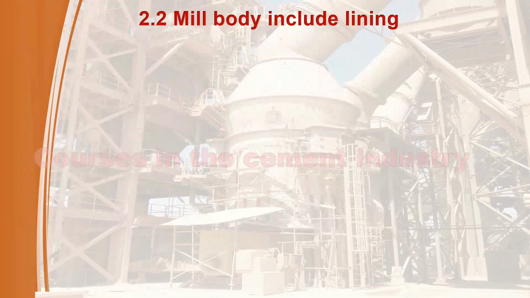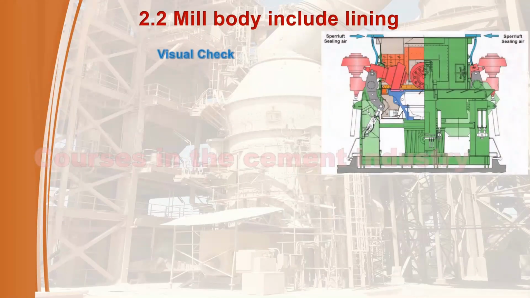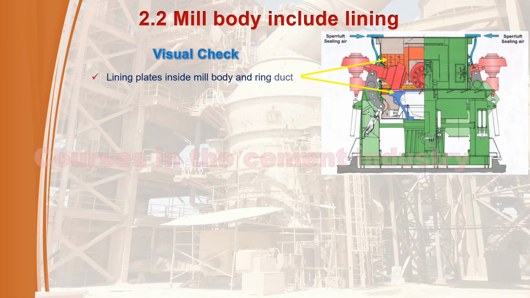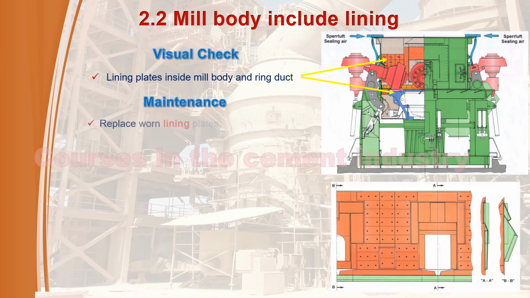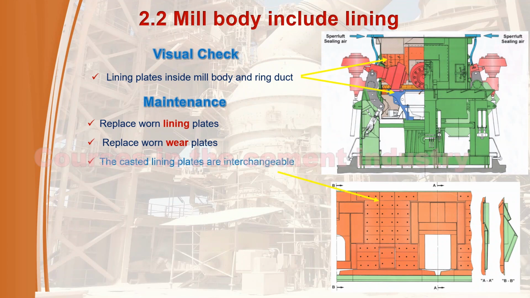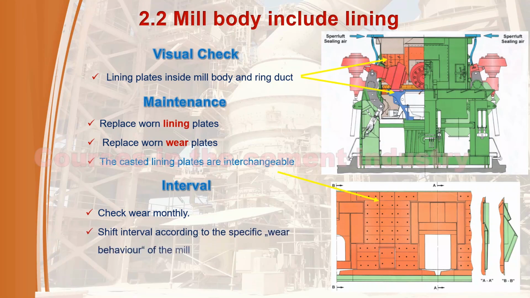Mill body including lining. Visual check: lining plates inside mill body and ring duct. Maintenance. 1. Replace worn lining plates. 2. Replace worn wear plates. The cast lining plates are interchangeable. Interval. 1. Check wear monthly. 2. Shift interval according to the specific wear behavior of the mill.